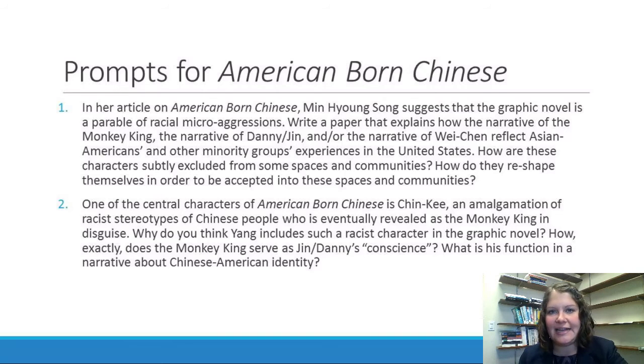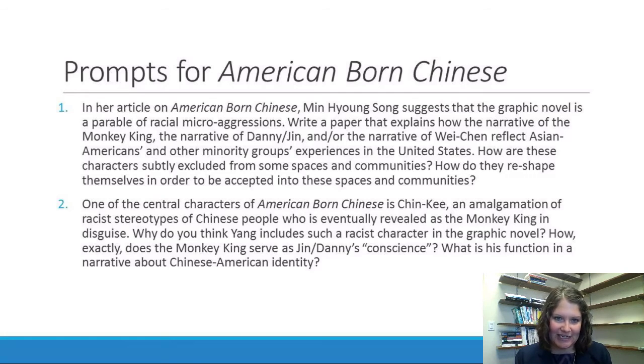So this is essentially asking you to think more about this claim that Song makes, and think about how these different narratives that all come together reflect the sort of experience of Asian Americans or possibly other minorities' experiences in the United States. And you don't necessarily have to talk about the Monkey King, Danny Jin, and Wei Chen. You can certainly choose one or two of those narratives to focus on.